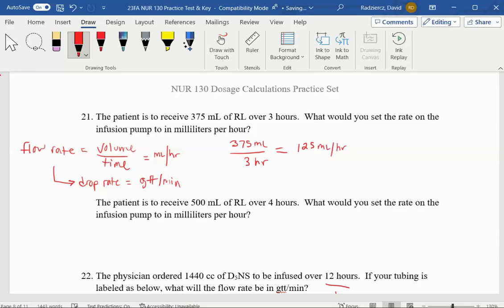So if I want Ringer's lactate to infuse into my patient and I want to infuse 375 milliliters over 3 hours, that's what you're going to enter into the infusion pump. And then over 3 hours' time, they're going to receive that volume of Ringer's lactate.